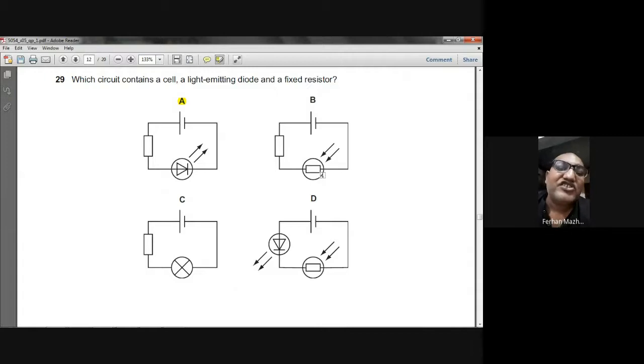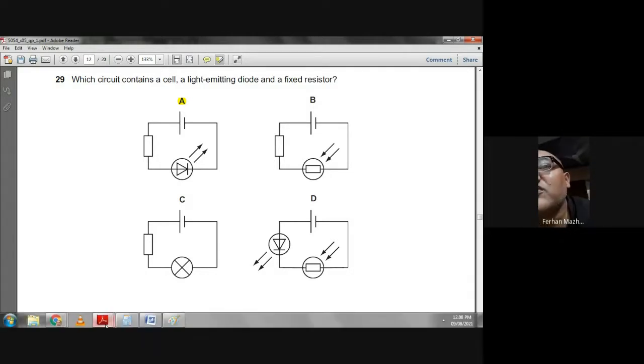Its resistance depends upon the intensity of light. So this is not the answer. Okay. So we were looking for that circuit in which we have a fixed resistor, a light emitting diode, and a cell. So A is the right answer.